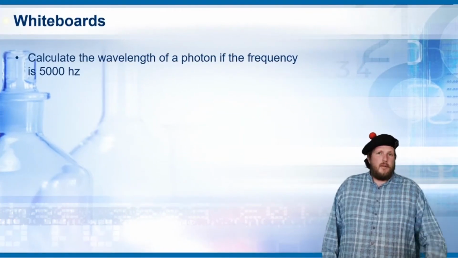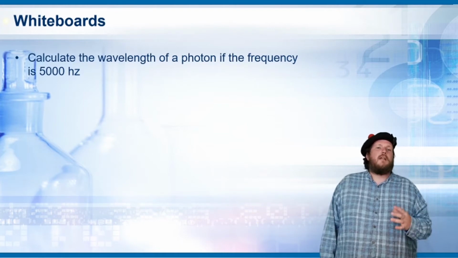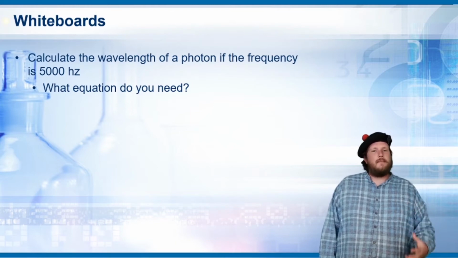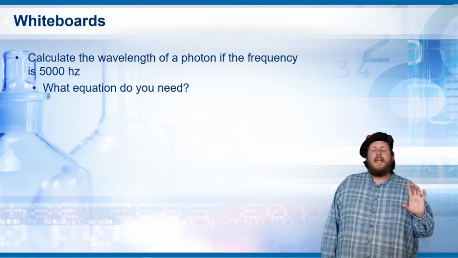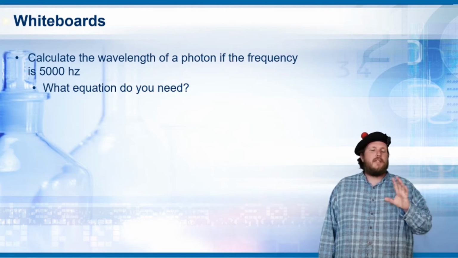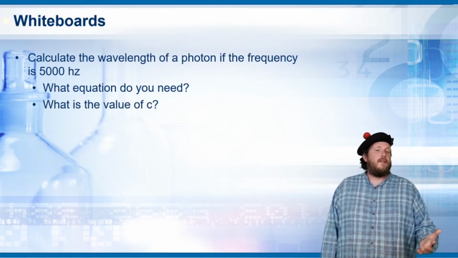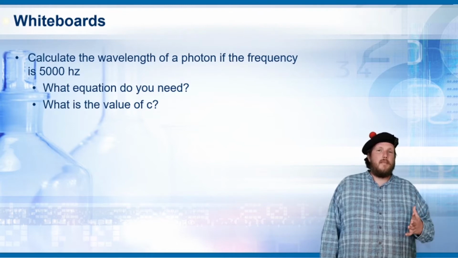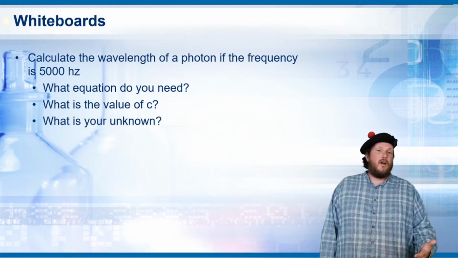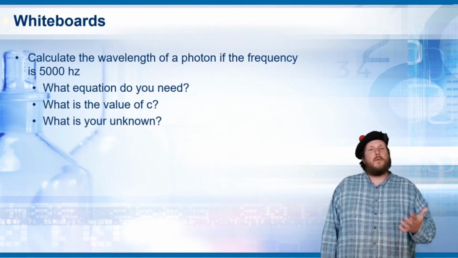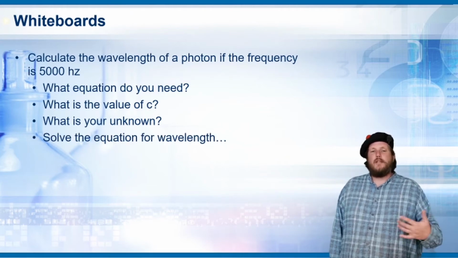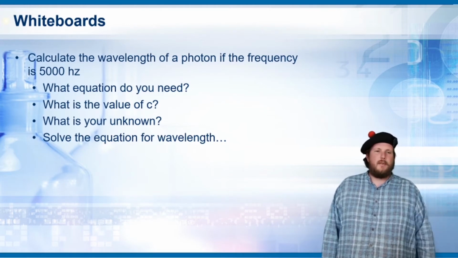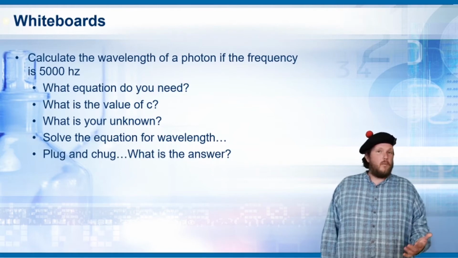So let's use some of those equations. The first one: calculate the wavelength of a photon if the frequency is 5,000 hertz. The first question to ask yourself is, what equation do you need? The equation you need is C is equal to lambda nu, or C is equal to wavelength times frequency. The value of C is 3 times 10 to the 8th meters per second. What is your unknown? Your unknown is the wavelength, lambda. Then solve the equation for wavelength. Wavelength is equal to C over frequency, the speed of light divided by the frequency. Plug those numbers in. What's your answer?